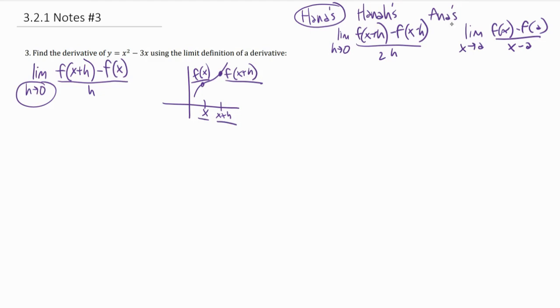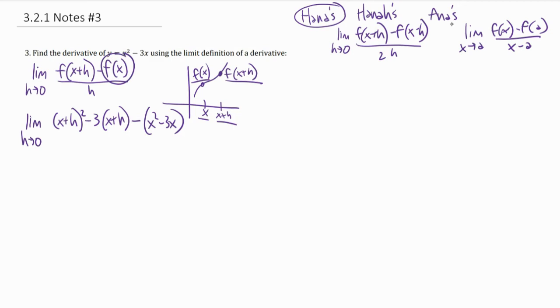All right, so let's plug in what f of x plus h is. f of x is x squared minus 3x, so f of x plus h would be x plus h squared minus 3 times x plus h. That's my f of x plus h part, and then we need to subtract f of x, which is x squared minus 3x. Notice that I'm using enough parentheses here. Since you are subtracting f of x, make sure you put f of x in parentheses so that you don't make any mistakes with negatives.